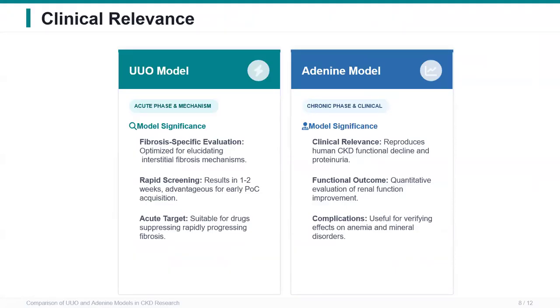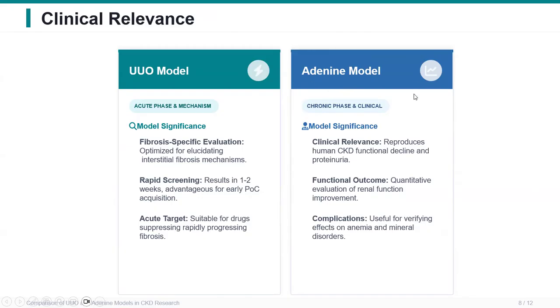This is the clinical relevance of each model. For UUO, the model significance is fibrosis-specific evaluation; this model is optimized for elucidating interstitial fibrosis mechanisms. Rapid screening: results are available in 1 to 2 weeks, advantageous for early proof of concept acquisition. Also, acute targets: this model is suitable for drugs suppressing rapidly progressing fibrosis.